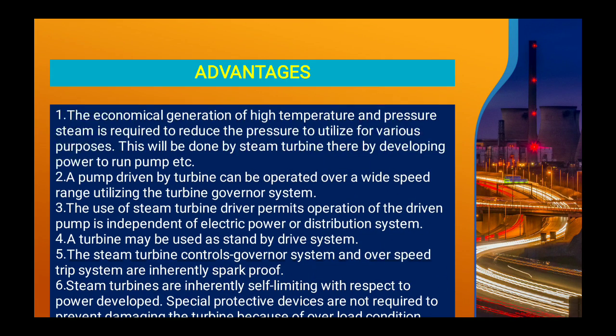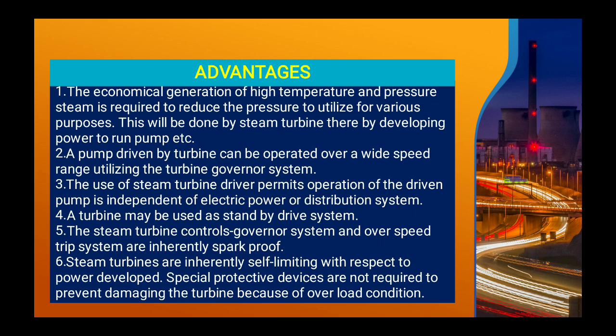Next, the advantages. The economical generation of high temperature and pressure steam requires reducing the pressure to be utilized for various purposes. This will be done by the steam turbine, thereby developing power to run pumps, etc. A pump driven by a turbine can be operated over a wide speed range utilizing the turbine governor system. So by the help of the turbine governor system, the steam pressure can be controlled, and by controlling the steam pressure, the speed of the turbine can be controlled, and hence the speed of the pump which is driven by the turbine can be controlled.